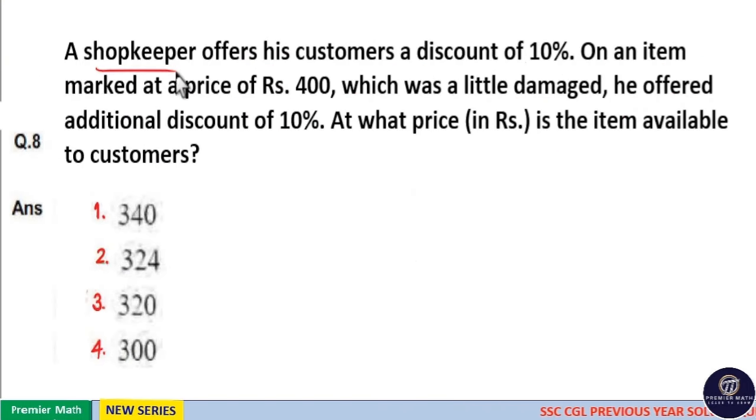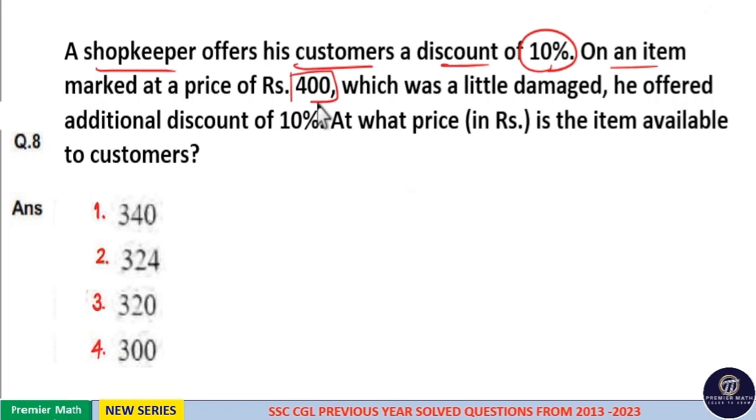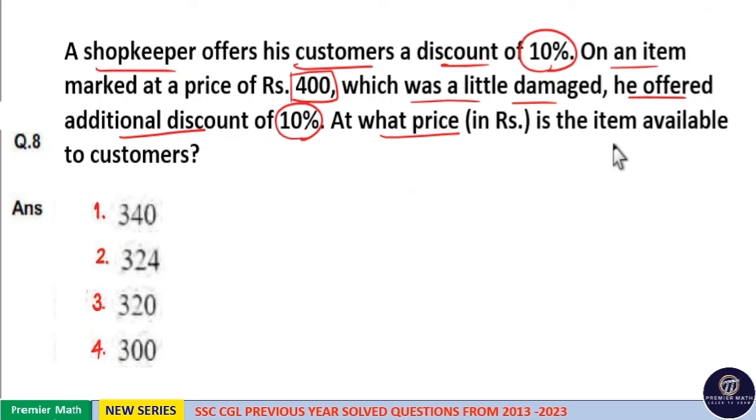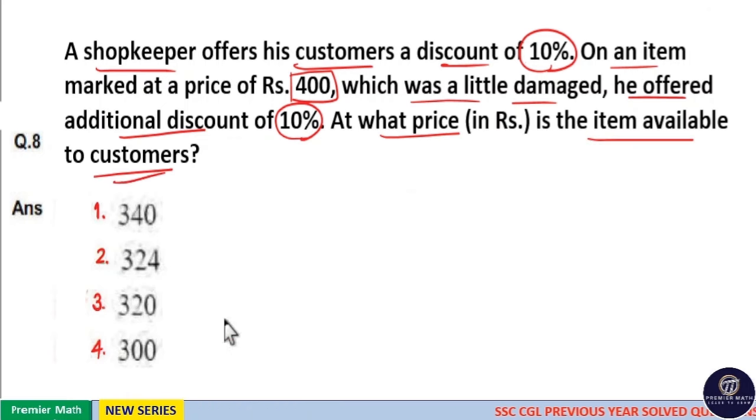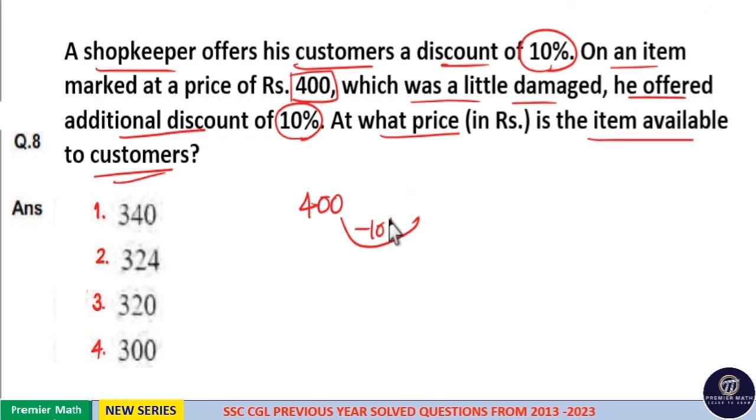A shopkeeper offers his customers a discount of 10% on an item marked at a price of rupees 400, which was a little damaged. He offered an additional discount of 10%. At what price is the item available to customers? Here 400 is the mark price, then he offered a 10% discount, which means 10% of 400 is 40.